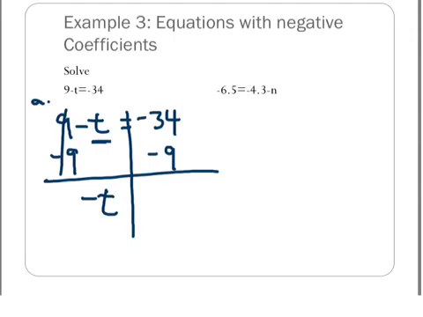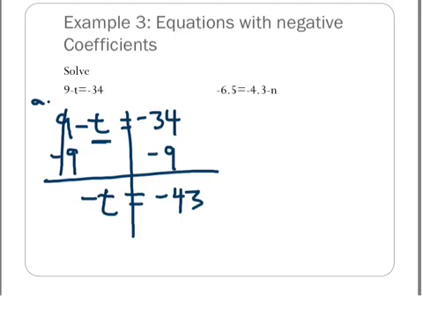Remember, we are now carrying along that operation sign in front of a number as if that sign is the sign of the number. So that minus t, I'm looking at as a negative t in a sense. And that is equal to, what's negative 34 plus negative 9? That's going to give me a negative 43.